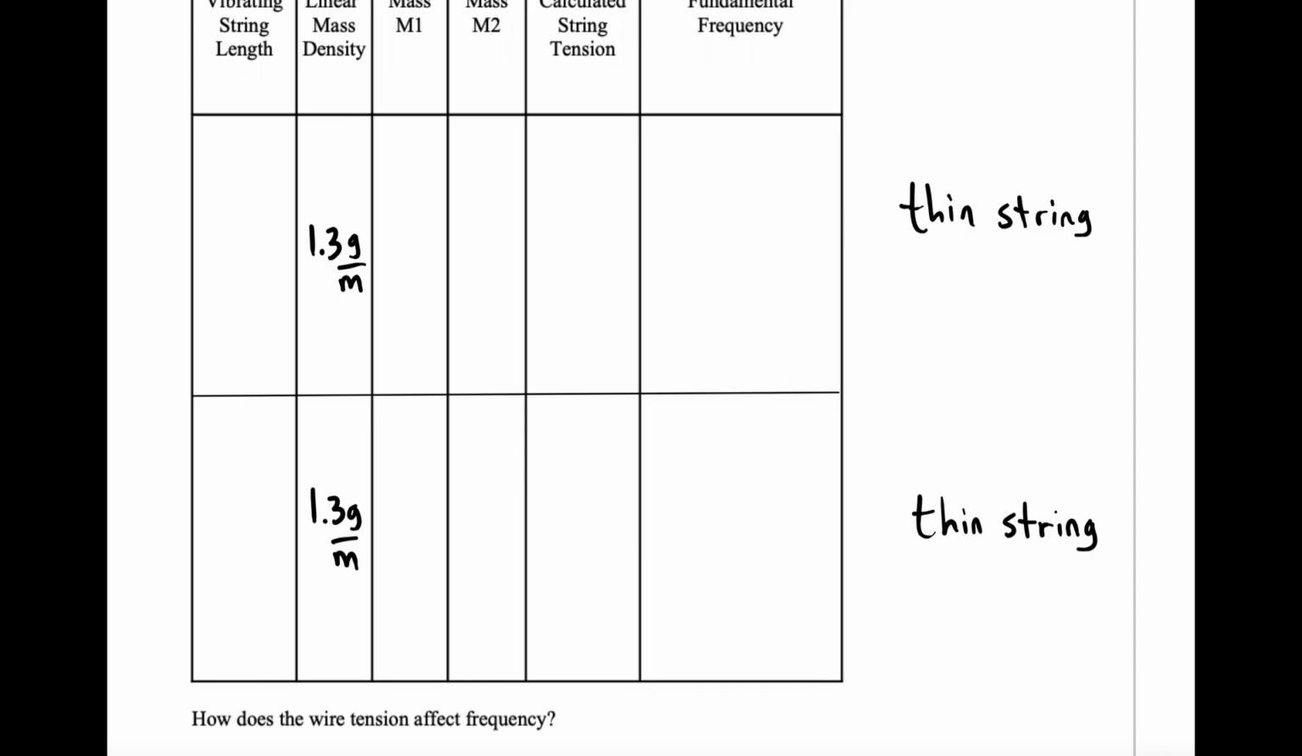I'll just do it with the thin string because I feel like we get a little bit better signal out of him because the note is a higher pitch. So in the one case, I'm going to let there be 4 kilograms on either side of the wire, and we already know from our previous calculations that that's 39 newtons, and I'm going to keep the same string length as before, 92 centimeters. The fundamental frequency for that situation ended up being 91 hertz. So let's see what happens if we vary this.